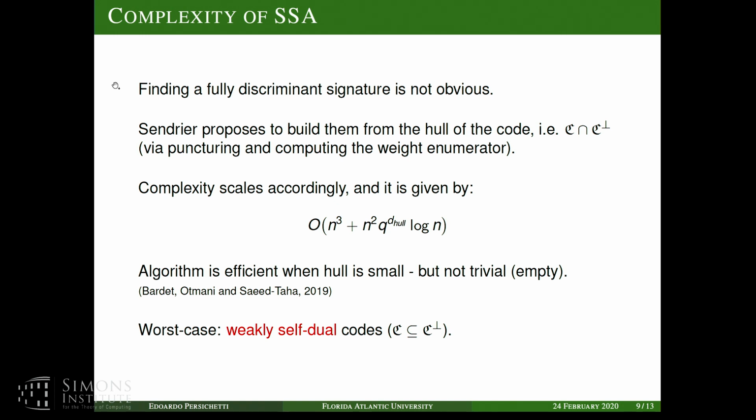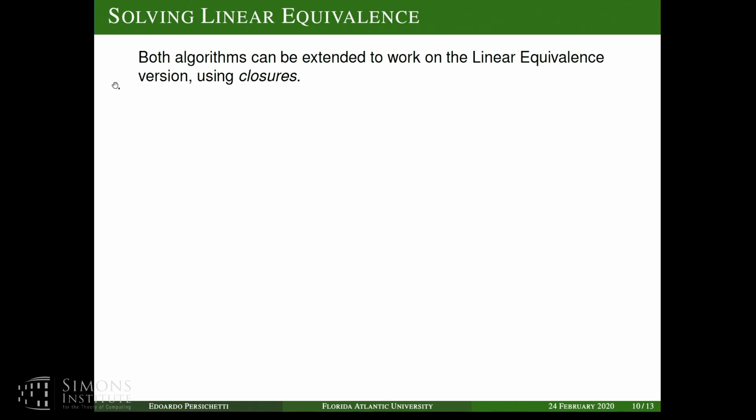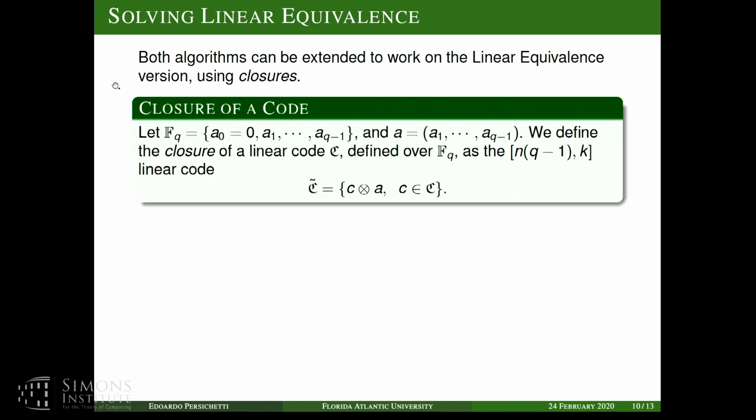And now we're talking about permutation equivalence, but in fact, the case of linear equivalence can also be solved if we start working on the closures of the code, which is the following notion. The closure of a code is essentially the code seed, which we have exploded, right?